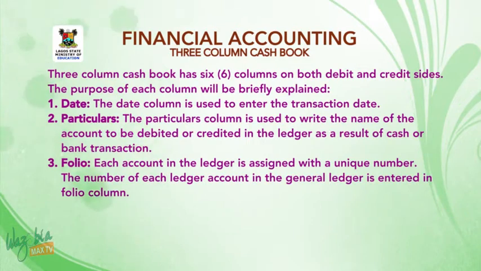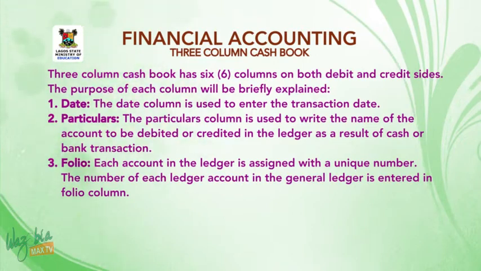The 3-column cashbook has 6 columns on both debit and credit sides, which I've explained in that format. The purpose of each column will be briefly explained. Number 1, date. The date column is used to enter the transaction date. Number 2, particulars. The particulars column is used to write the name of the account to be debited or credited in the ledger as a result of cash or bank transaction.